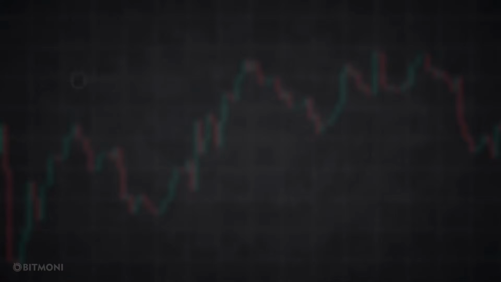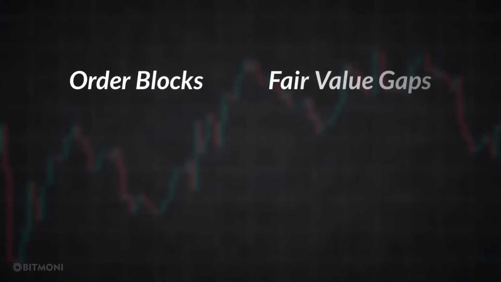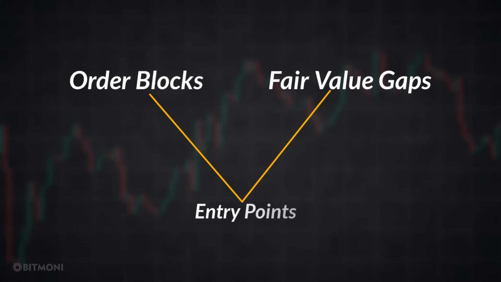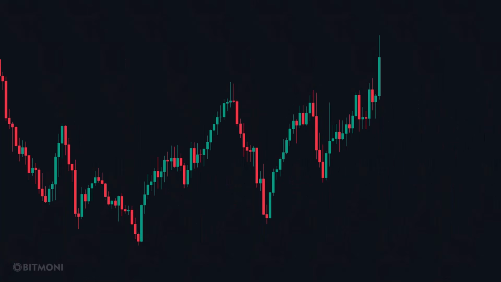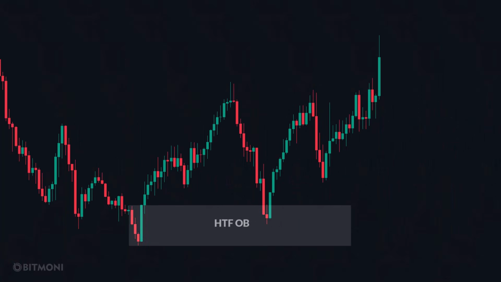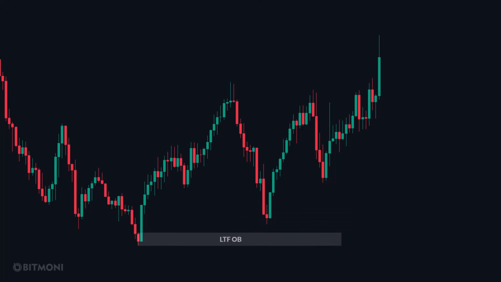As we all know, both order blocks and fair value gaps serve as common entry points for smart money traders. However, the challenge lies in determining which of these areas provides a higher probability setup and is more likely to be respected by price. For example, in this case, price reacted to the higher time frame order block, but ignored the lower time frame order block. This illustrates an important point. If your entries are consistently being missed, it's often a sign that you're over-refining your zones.